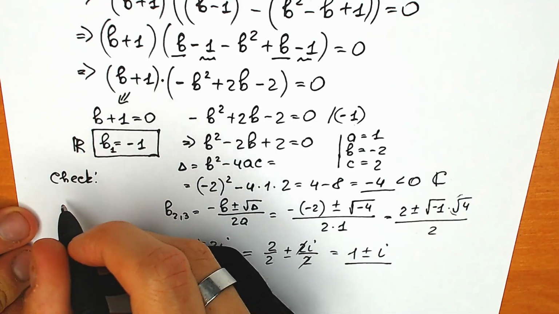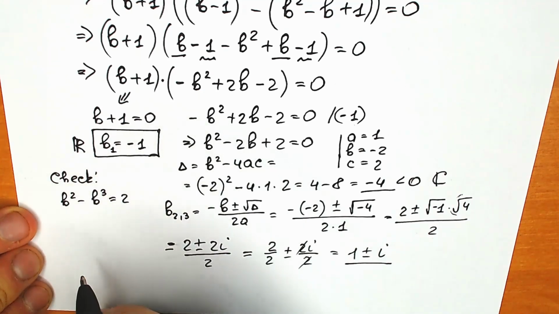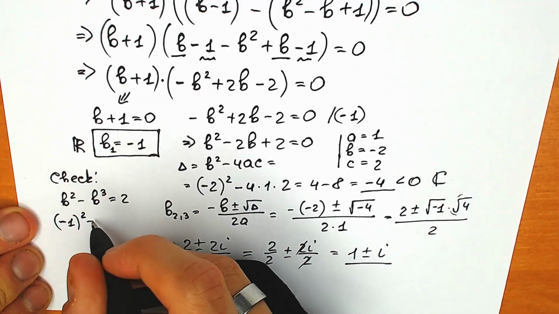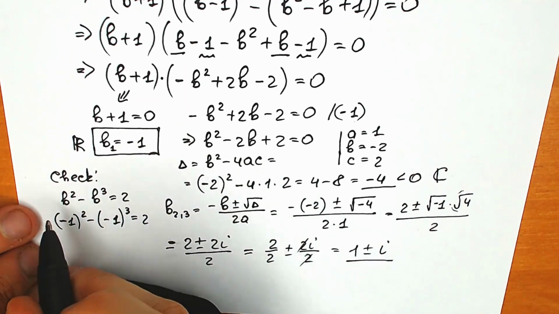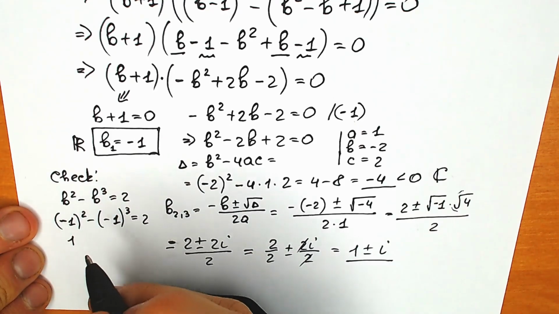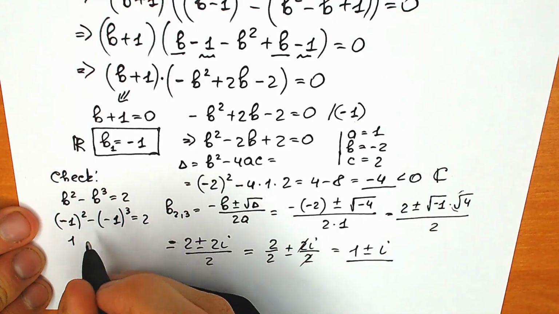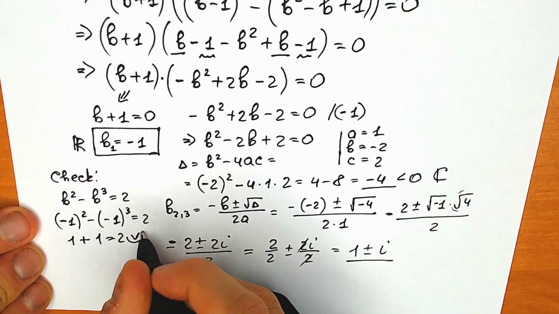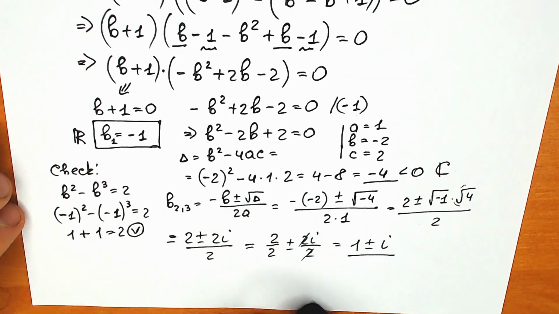So we have b square minus b cube equal to 2. Okay, let's check this minus 1. So we have minus 1 square minus 1 cube equal to 2. And let's do it. So minus 1 square equal to 1, minus 1 cube equal to minus 1, because we have an odd power. So it means that we keep this one multiplying by this one. We have plus 1 cube equal to 1. And yeah, we have a great answer, a correct root for us.